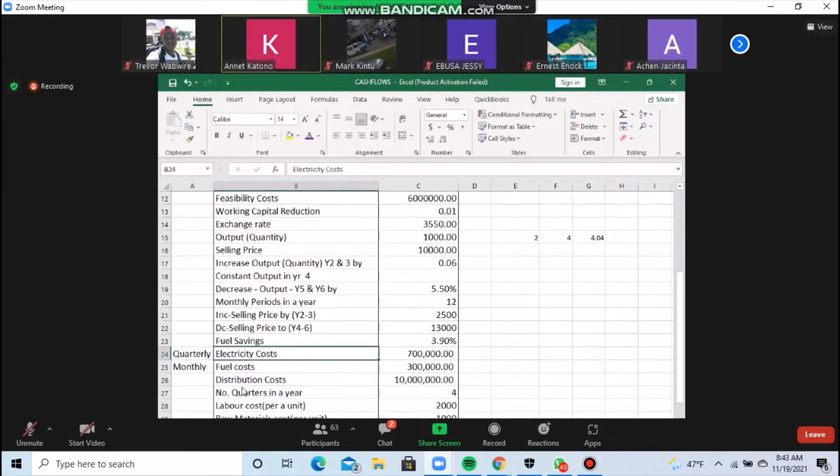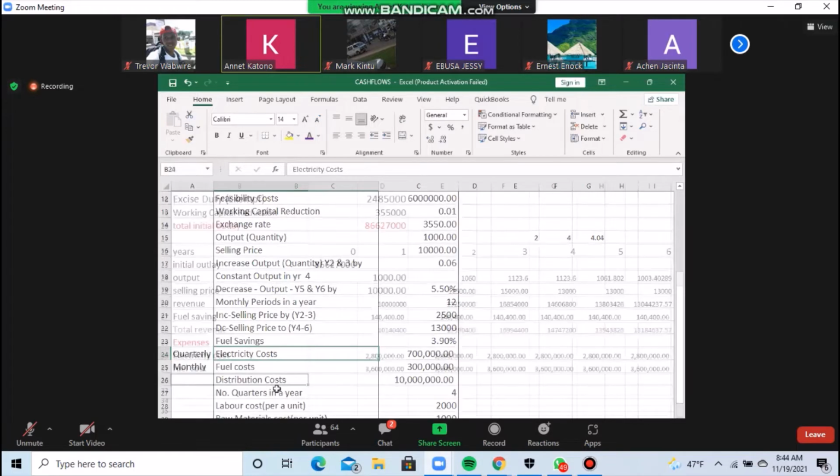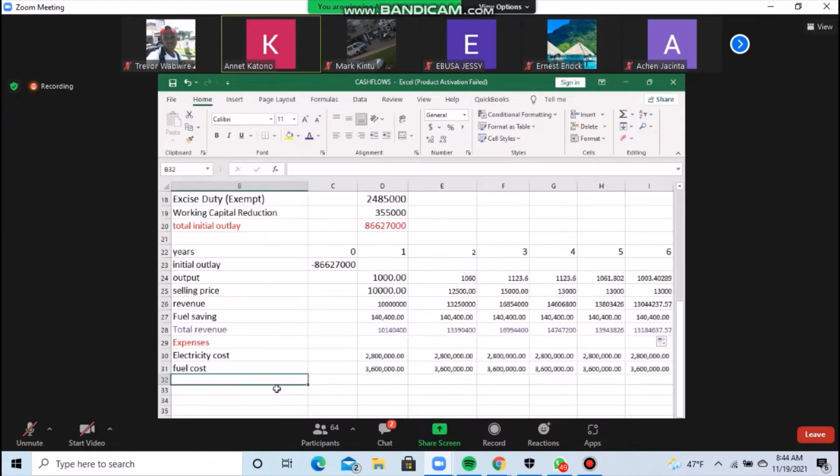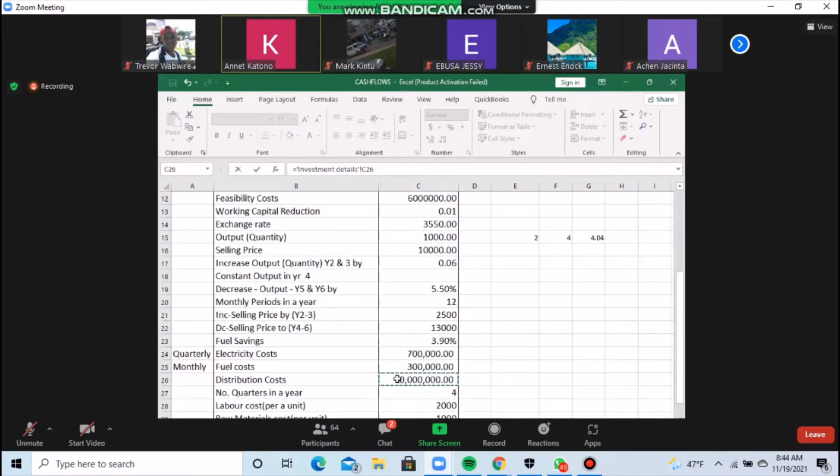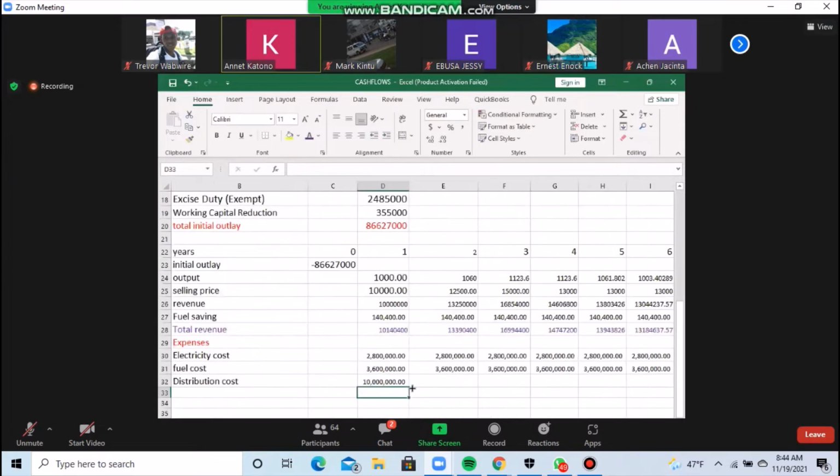They're telling us that the distribution cost is 10 millions. It is annual. So just pick on your 10 millions. Go to your cash flow and put distribution cost, equal sign. And pick on your 10 million straight away. And then you autofill. That one has been direct.